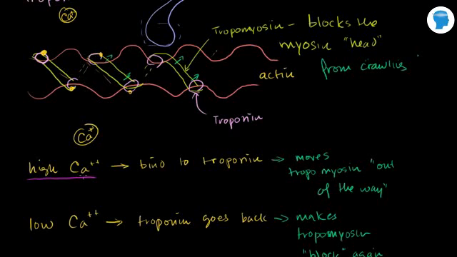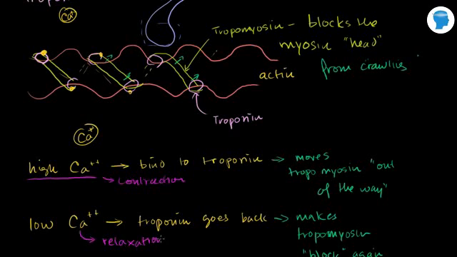So high calcium ion concentration, we have contraction. Low calcium ion concentration, these troponin proteins go to their standard conformation, and they pull, or you can say they move the tropomyosin back in the way of the myosin heads, and we have no contraction. So this is muscle contraction, and then low calcium concentration, we could say relaxation.